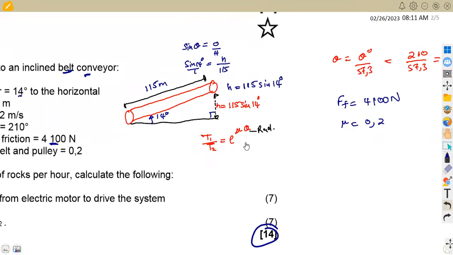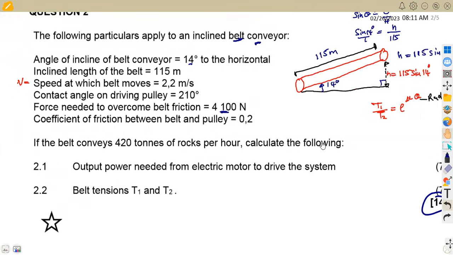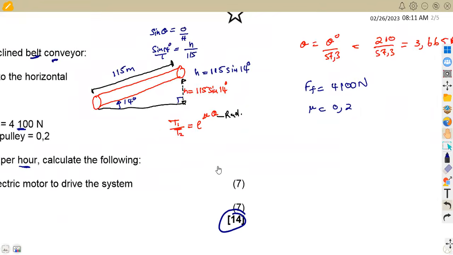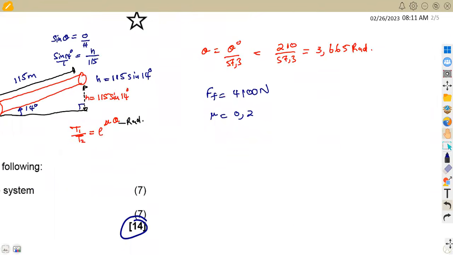From this information, the question is, if the belt conveys 420 tons of rock per hour. Take note, this is mass per hour. So we are given the mass of 420 per hour. We are going to convert this mass to kgs per second. We have got 420 tons per hour, so we can convert to mass per second, which is kg per second.